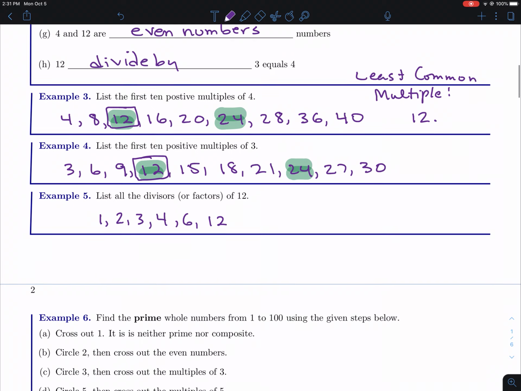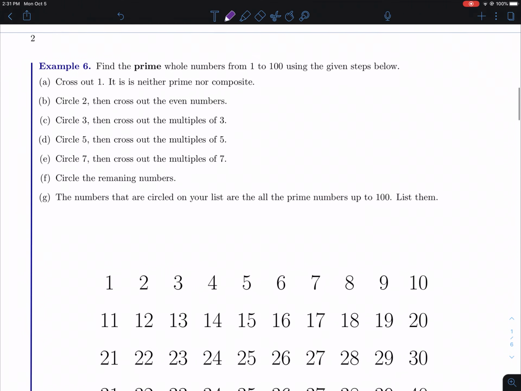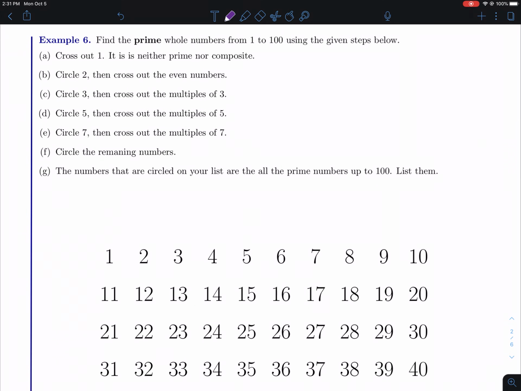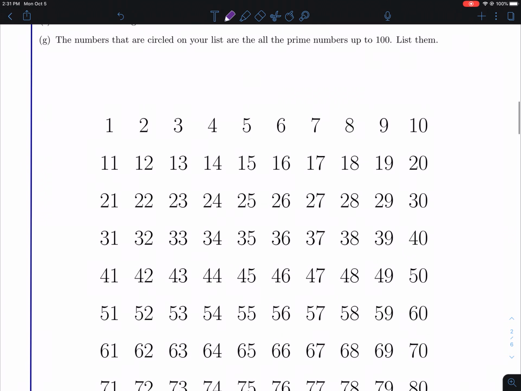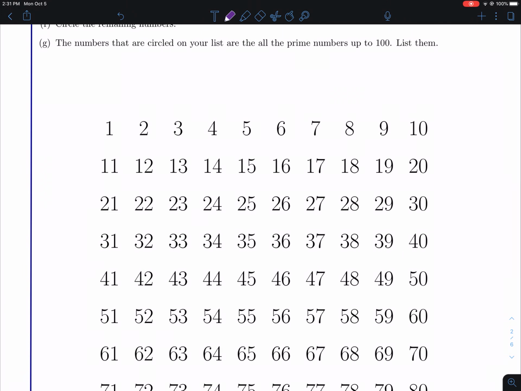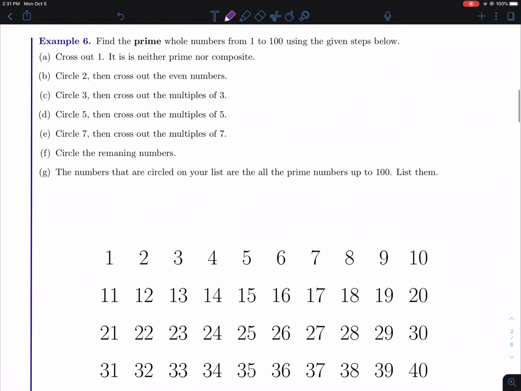So, all right, let's move on to the next example here. Even though I wrote it as an example, this one's going to actually be for you to work on your own. And you can check with me if you have any questions. But basically, this is what's called the sieve of Eratosthenes. It's a technique that was developed a long time ago to figure out what numbers in a list of numbers are primes. So what you're going to do is just follow steps A through G here to figure out all the prime numbers between 1 and 100.